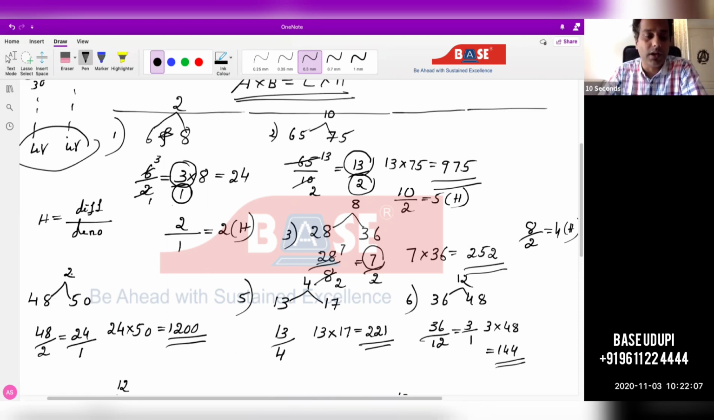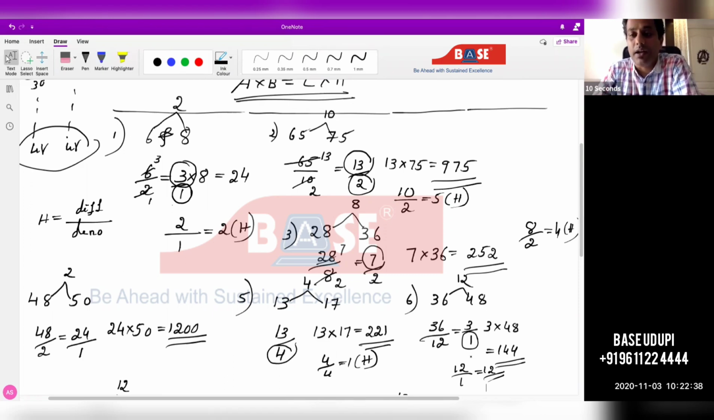If I take 48 and 50 here, the difference is 2. Denominator 1. 2 divided by 1. 2 is HCF. If I take question number 5, the difference is 4. Denominator is also 4. So 4 divided by 4. 1 is HCF. When you take prime numbers, HCF is by default 1. And we are getting the same answer, you can see. Here, what is the difference? 12 is the difference. Denominator 1. 12 divided by 1 equals 12 is HCF. This is how we have to find HCF. Difference divided by denominator.